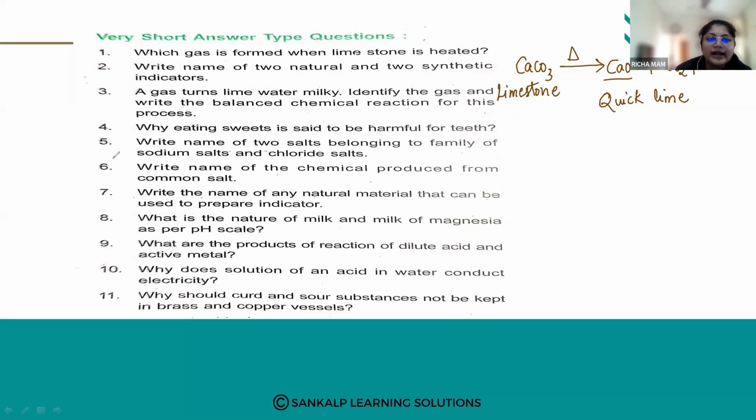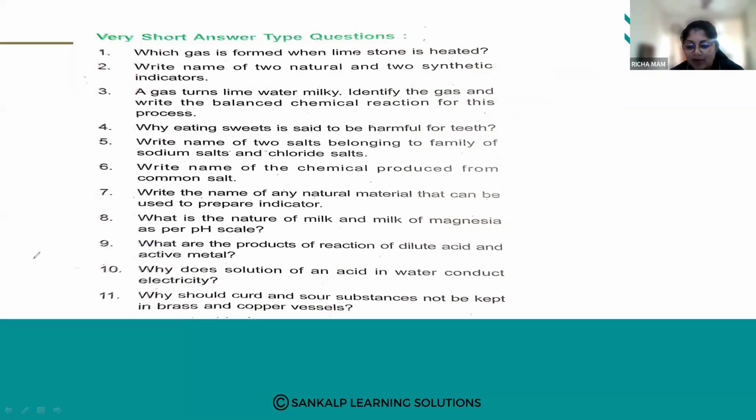Next question: write the names of two natural and two synthetic indicators. What do you mean by natural indicators? Natural indicators are obtained from nature. And synthetic indicators means they are man-made. They have asked you two natural indicators and two synthetic indicators. Can you answer it? You can use the chat box.